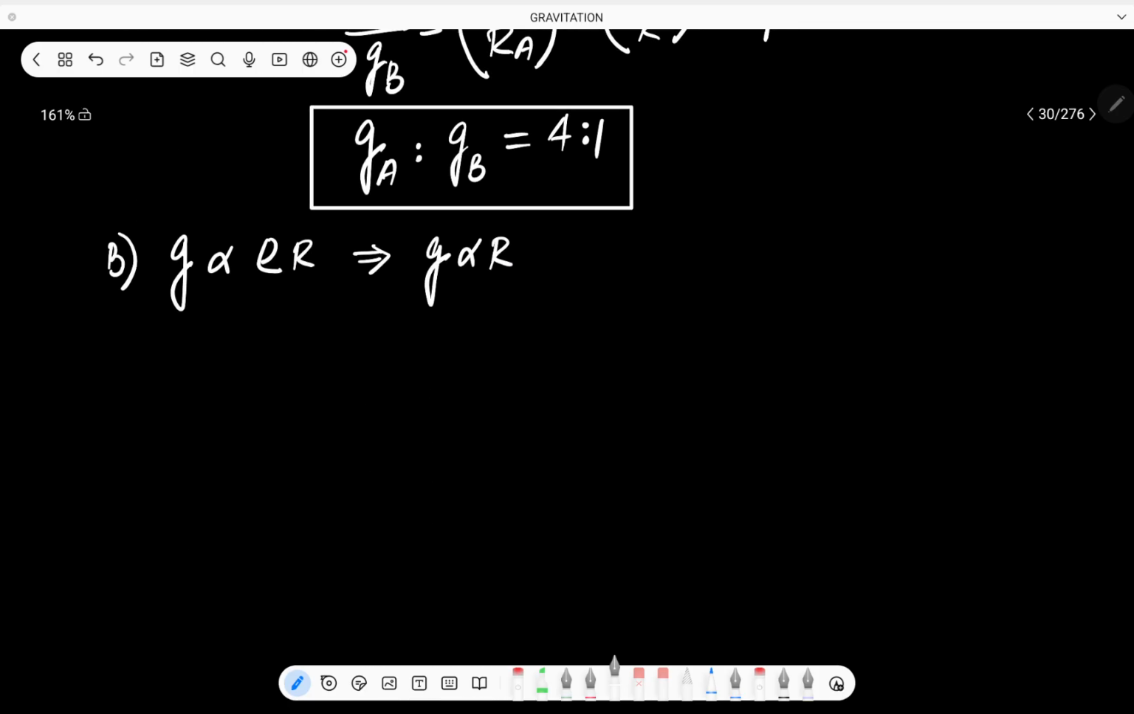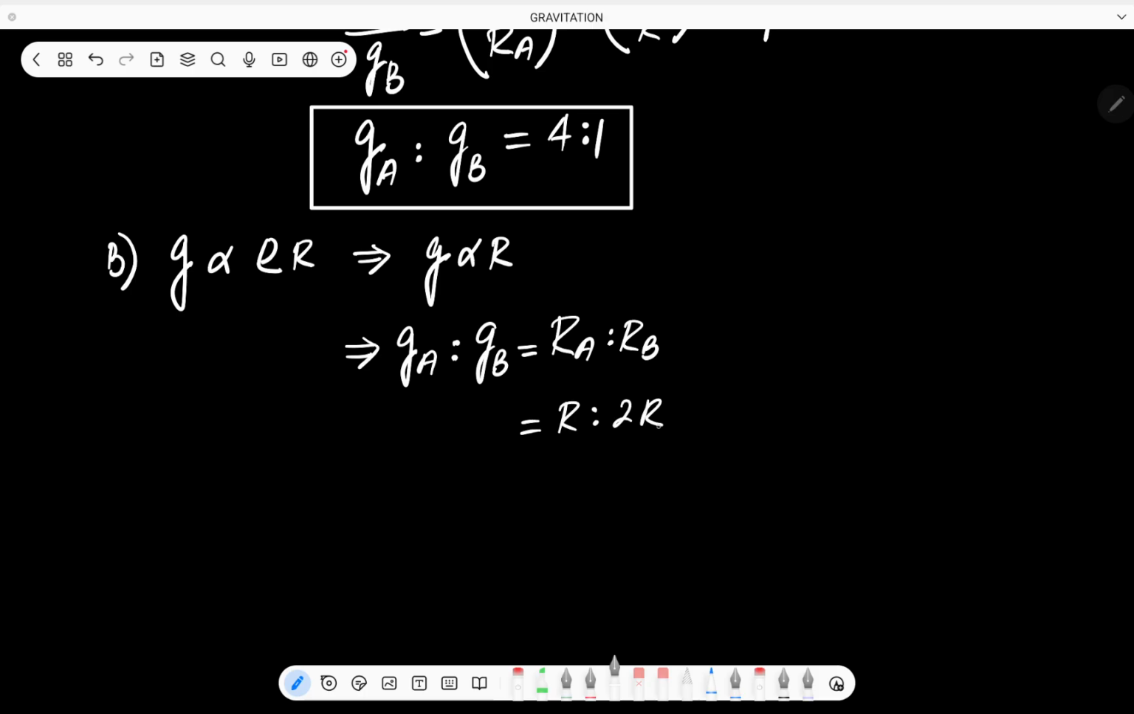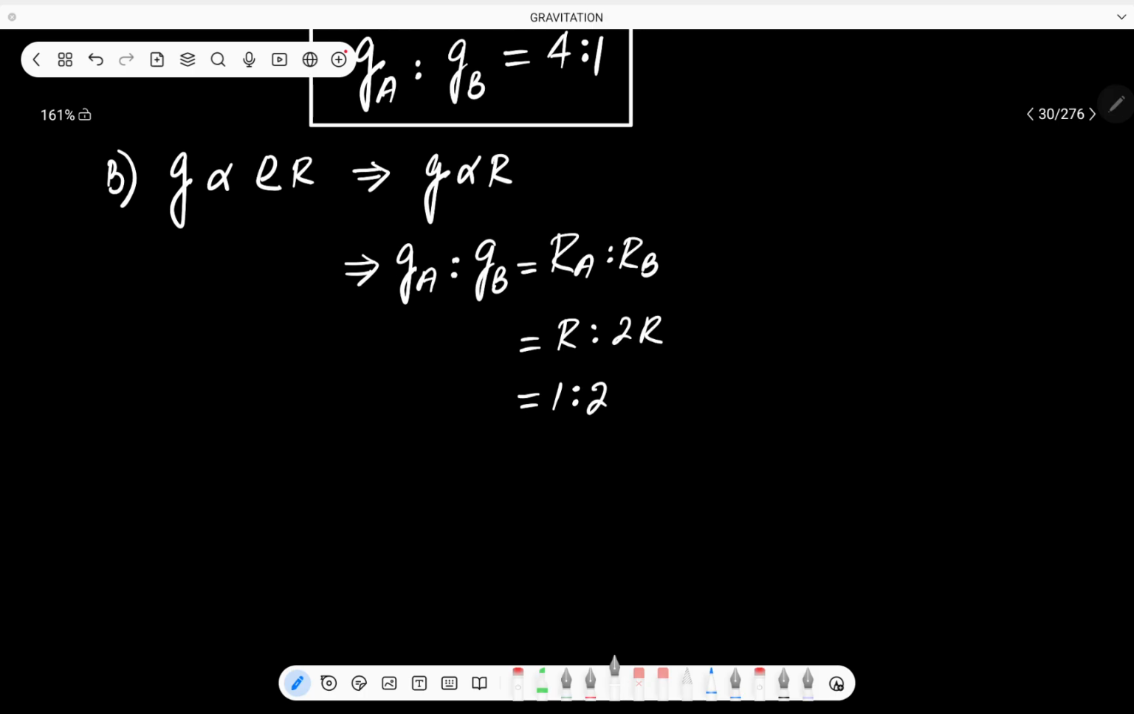All right, this in turn means that the acceleration due to gravity on planet A is to the acceleration due to gravity on planet B equal to the radius of planet A is to the radius of planet B. And what's the radius of A? That is r, and the radius of B is twice r. So r and r is going to cancel. So this will be 1:2, which implies that the acceleration due to gravity on planet A is to the acceleration due to gravity on planet B equal to 1:2.